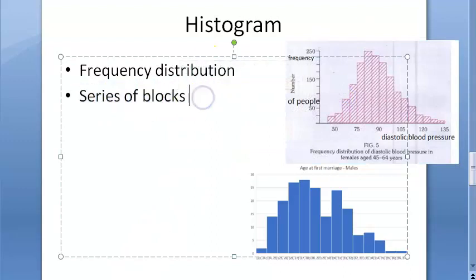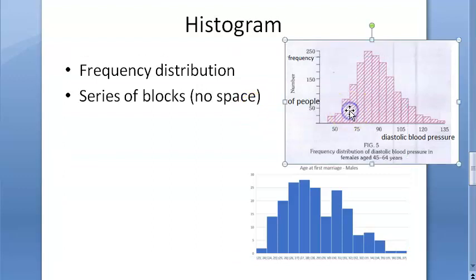A series of blocks, sticking to each other, no space. Remember, there is no space between these bars here. There are a series of bars, sticking to each other. Can it happen that there is nobody in this group, let us say 75, nobody has that, and this can be a space, right? But still for us, we will show it here, so that according to us, there will still be a bar, but it will be at 0 value. So remember, it's a series of blocks, no space.